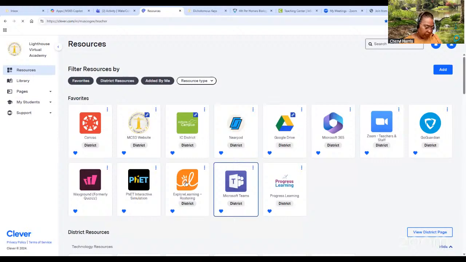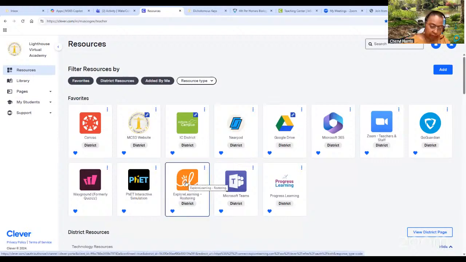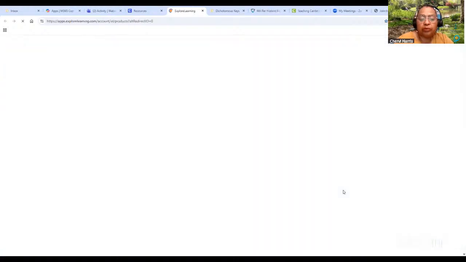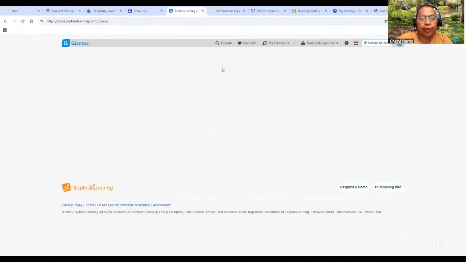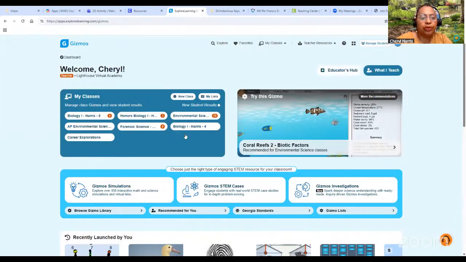Mine comes up different from yours because I have so many classes. Come on, why is it not going? It's Friday. I need to do it this way. I always have to remember how to do this. There we go.